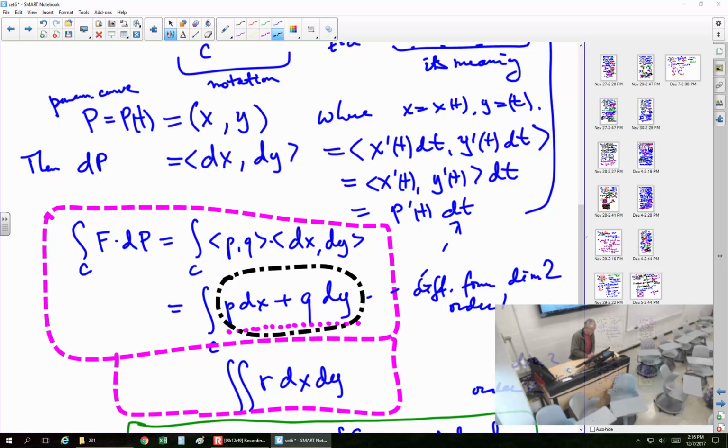A differential form of degree 1 looks pretty much the same when the dimension goes to 3. Once again, degree and dimension are not the same thing. Dimension is the number of variables: x, y, z. But the degree is how many d's appear. So dx means degree 1. If you have dx dy, that is degree 2. So this is dimension 2, degree 1. This is dimension 2, degree 2.